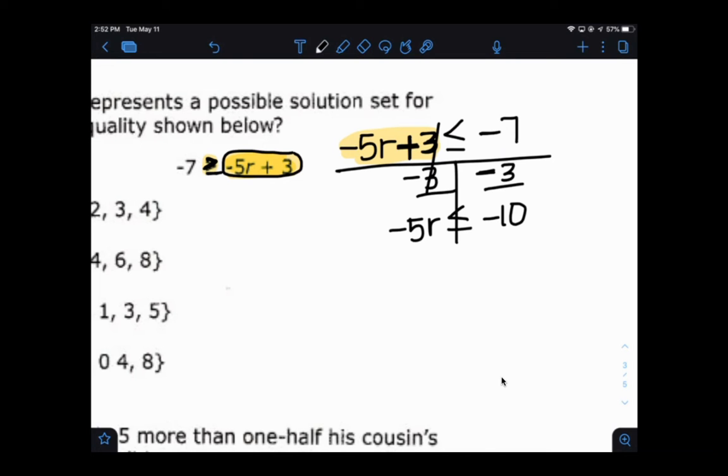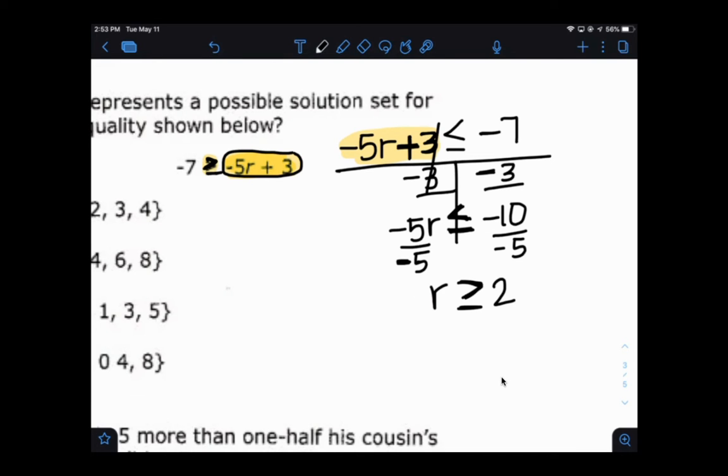Then to solve for r, I'm going to divide by a negative 5 and divide by a negative 5. But anytime you divide by a negative or multiply by a negative, we must reverse this symbol. So I'm going to reverse it because I divided by a negative. The new symbol is going to be greater than or equal. And I have negative 5 divided by negative 5, positive 1r. And then negative 10 divided by negative 5 equals positive 2.